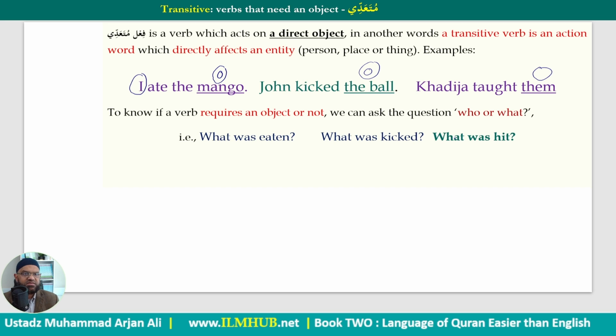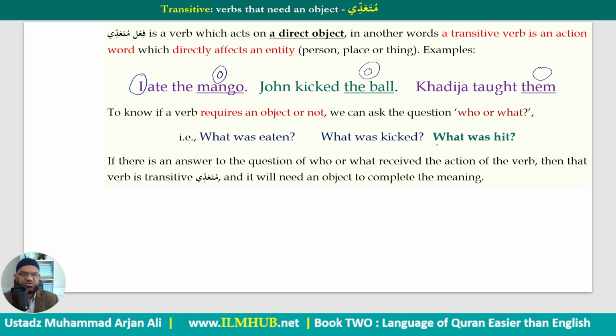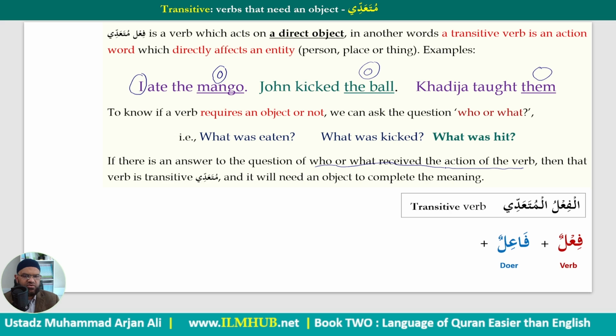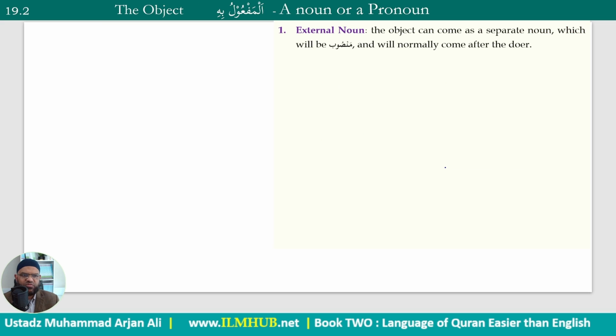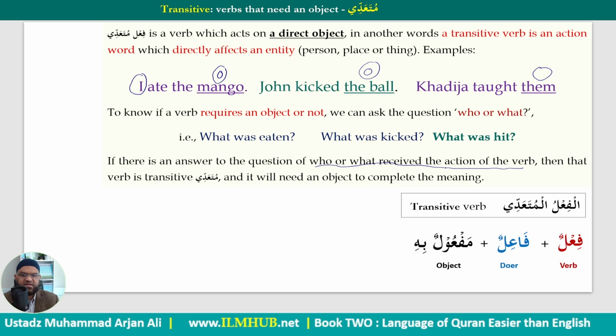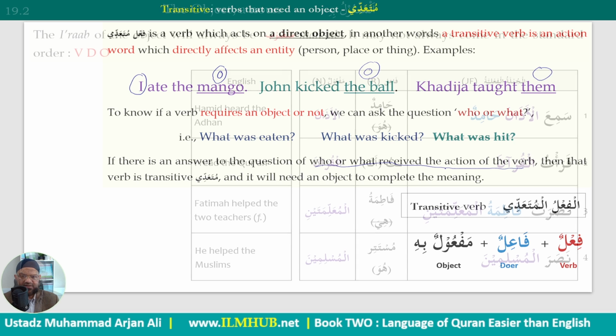So what was eaten, what was kicked or who was kicked, what was hit or who was hit, who was taught, etc. will give us the answer to the object. So if there's an answer to this question, who or what received the action in the verb, then that verb is muta'addi or transitive. And that's all we need to know. And of course, in this sentence, I need fa'ilun and my maf'ulun bih. So I need both of them. I need all 3 of them together to form a complete sentence.